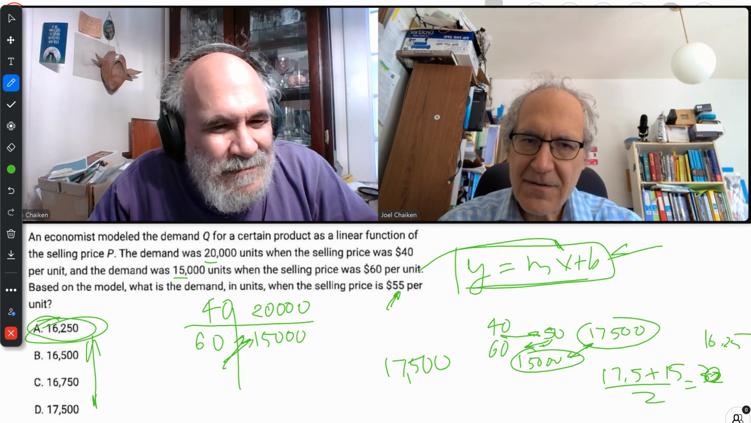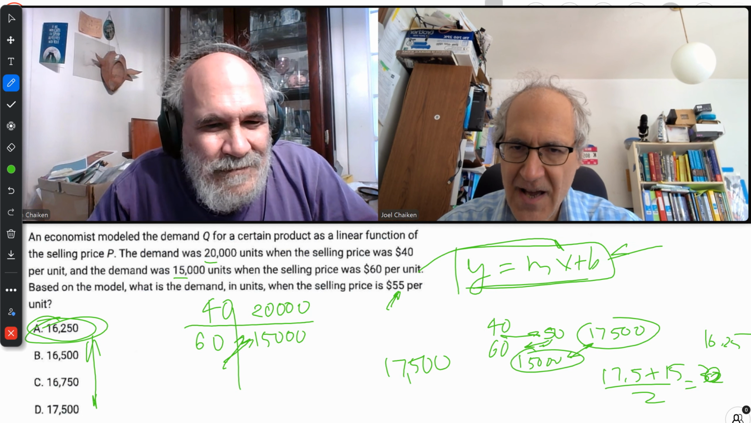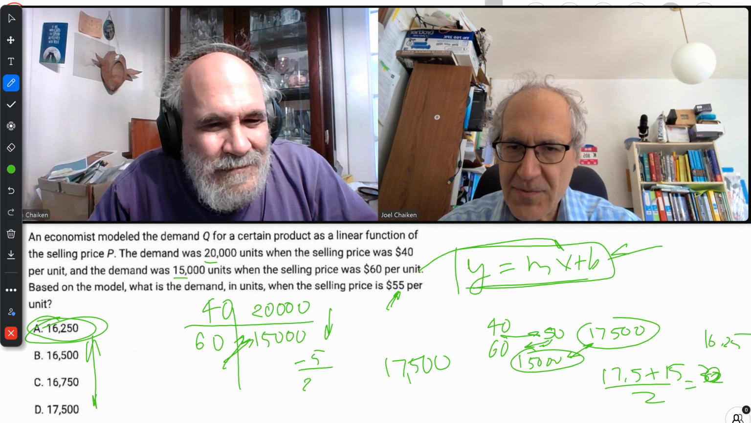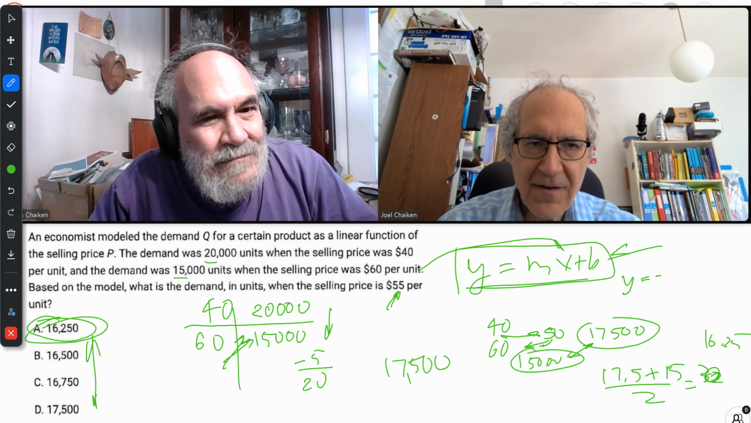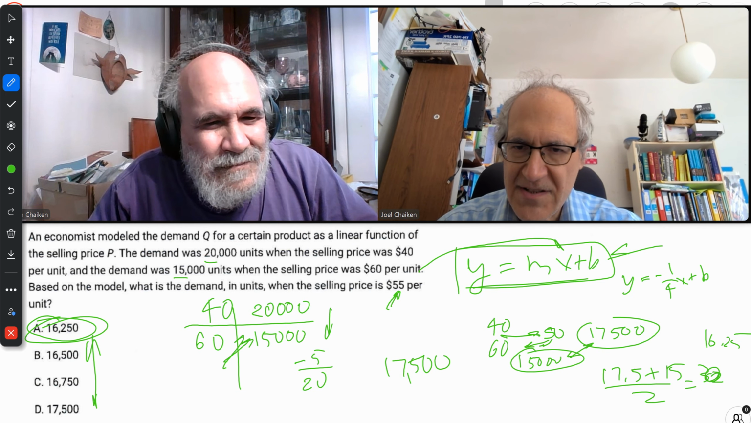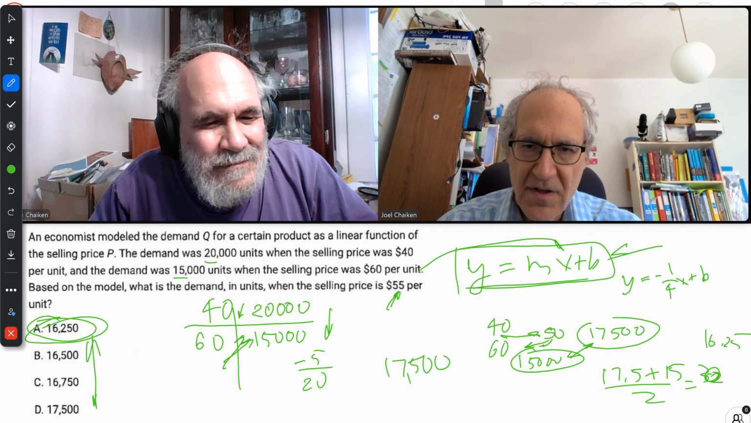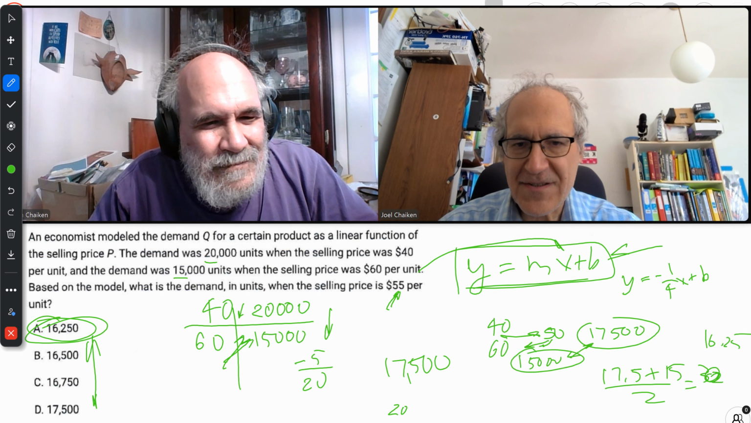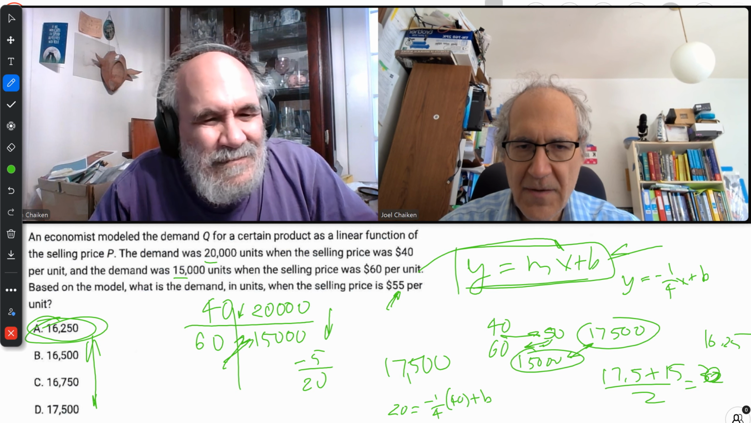The way to do that is you figure out the slope. This is a difference of 5. It goes down by 5, but it goes up by 20. So the slope is negative a quarter. So y is equal to negative a quarter x plus b. Then you put one of these numbers in to solve for b. So 20, knocking out the thousands, is negative 1/4 times 40 plus b.